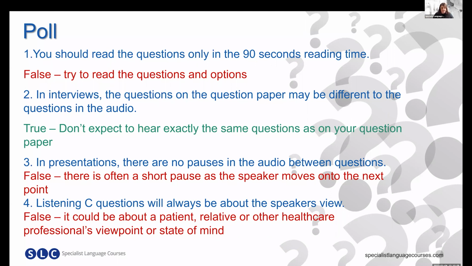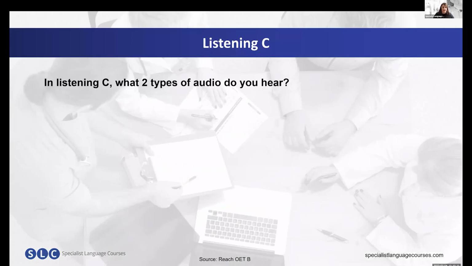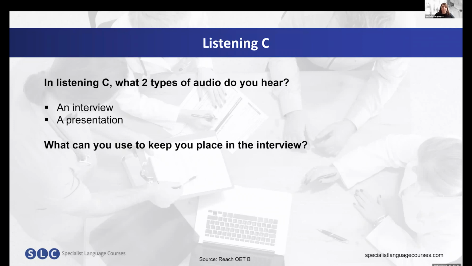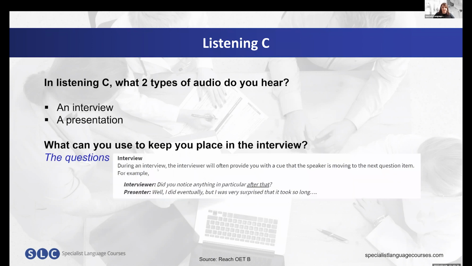All right, so we've had a look at some questions. Let's move on to look in more detail at the audio. As we've seen, you hear 2 types of audio in listening C. You hear an interview and you hear a presentation. Let's have a think about what you can use to keep your place in the interview. In the interview, you can use the questions to keep your place.